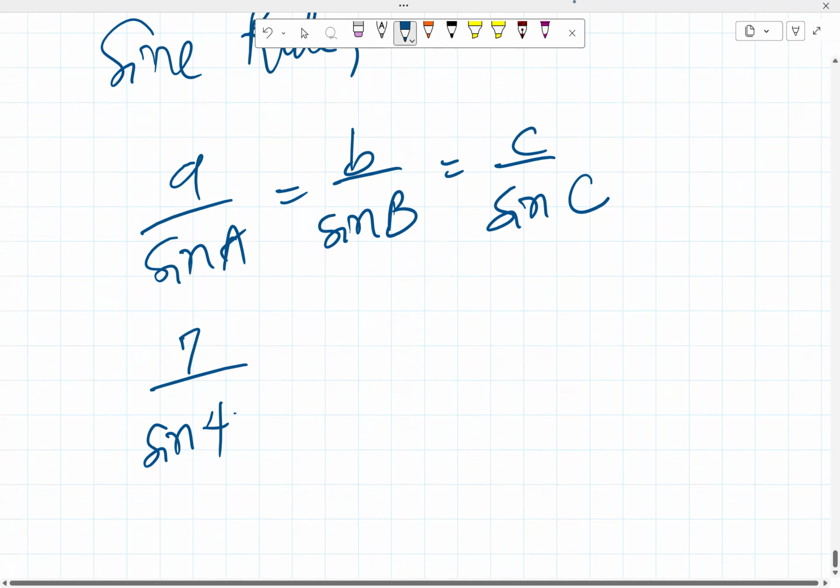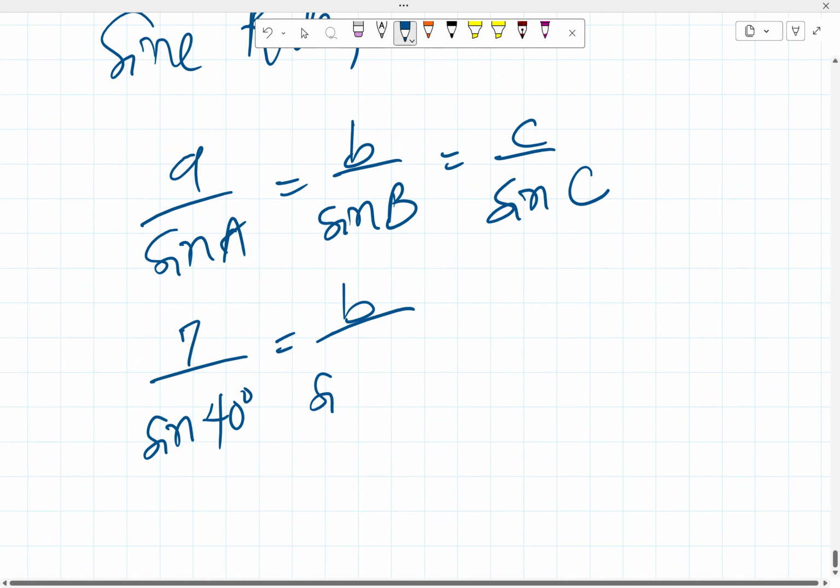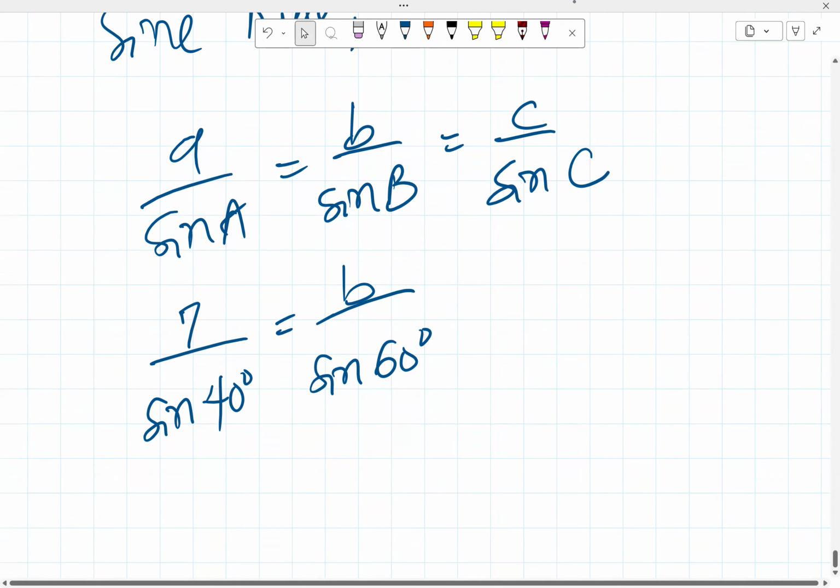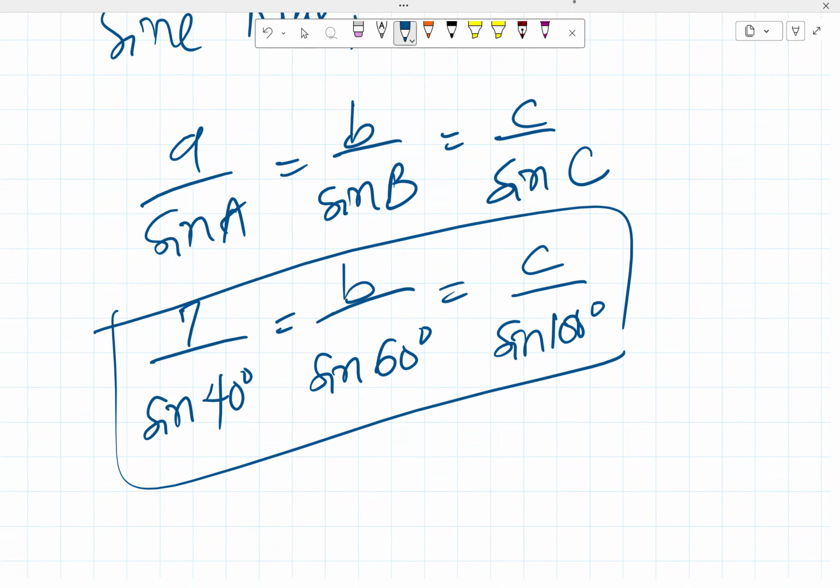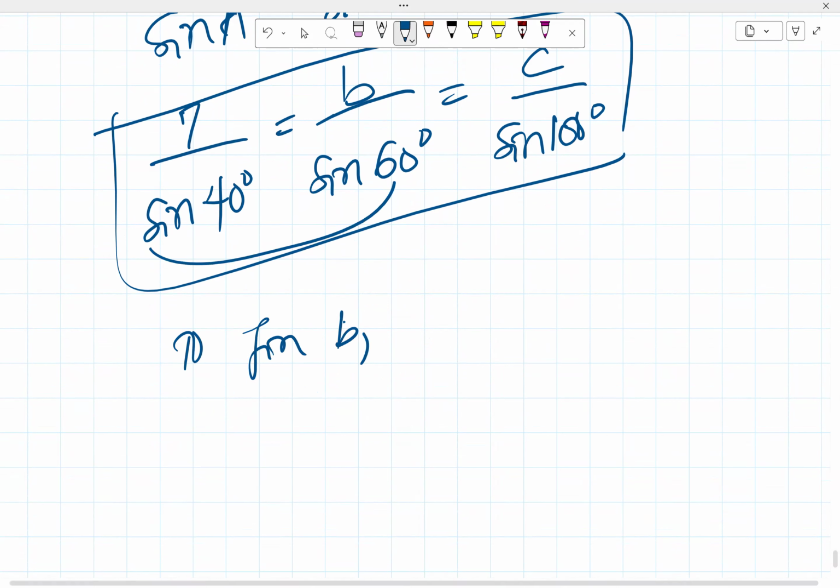Okay, so that's sine 40 degrees equals side b, which we don't know, and we know B is 60 degrees, that's what I mean. And then C is 100. So c we don't know, all over sine 100 degrees. So from here now you can find b and c. So to find b specifically, we just pick out these two.